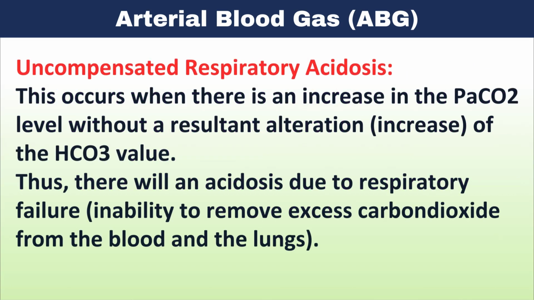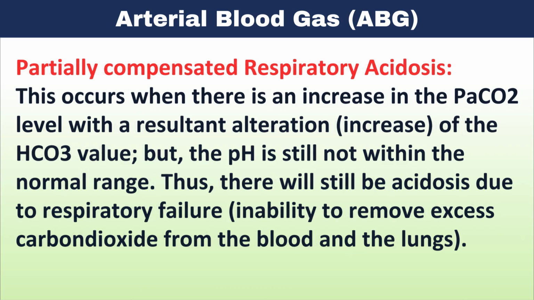Uncompensated respiratory acidosis occurs when there is an increase in the partial pressure of carbon dioxide without a resultant alteration of the HCO3 value. Thus, there will be an acidosis due to respiratory failure, the inability to remove excess carbon dioxide from the blood and the lungs. Partially compensated respiratory acidosis occurs when there is an increase in the partial pressure of carbon dioxide with a resultant alteration, that means an increase of the HCO3 value, but the pH is still not within the normal range. Thus, there will still be acidosis due to respiratory failure.